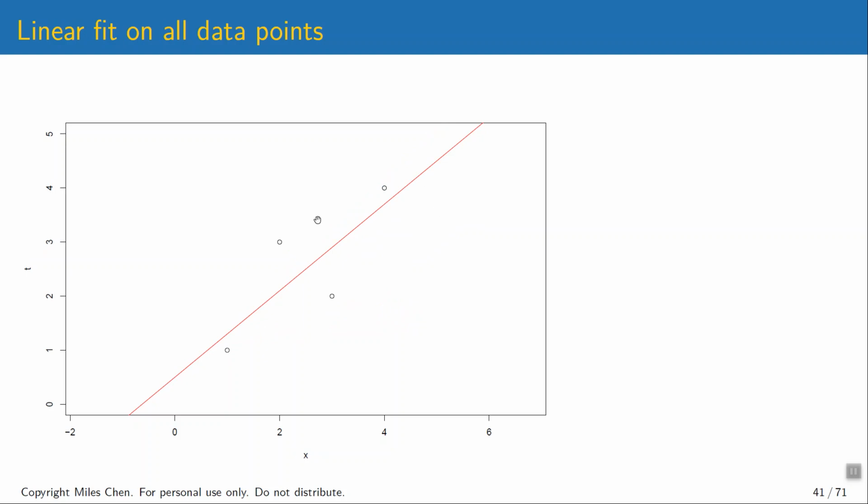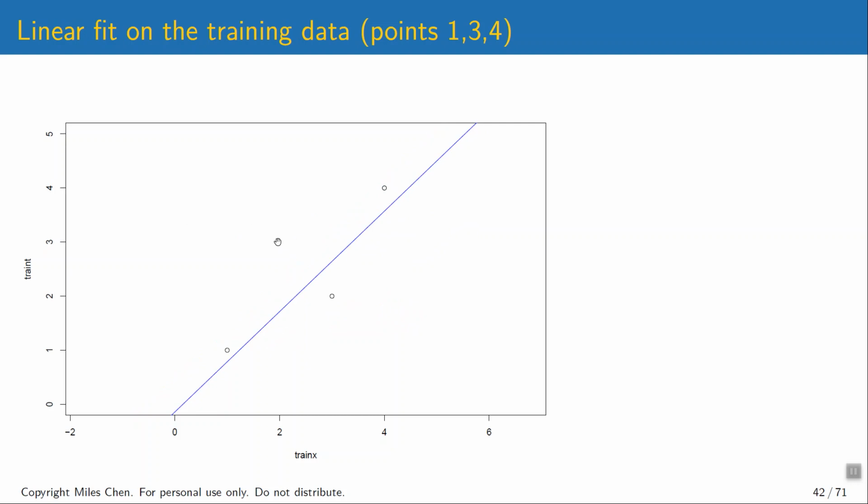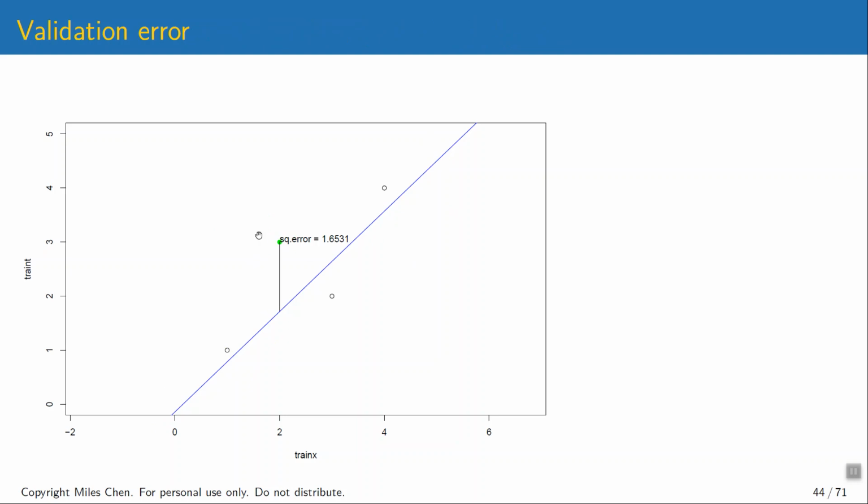Here's all 4 data points. We're going to throw this one away. We're going to hide that one. Okay, and when we get rid of that one, the model that gets fit looks like this. We say, how well does it predict that data point that we hid? Okay. And it has a squared error of 1.65.